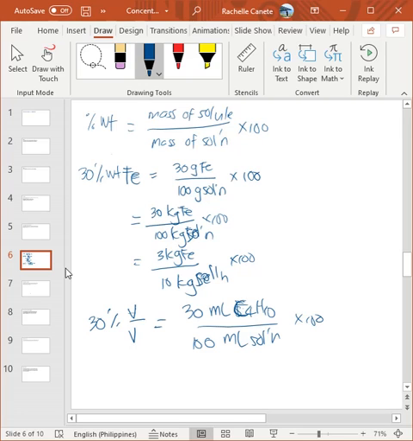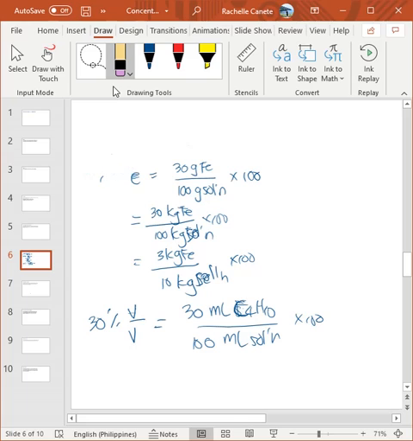So, take note lang, class, nga dapat ang unit sa numerator is the same as the unit sa denominator. And sa numerator, it's the mass or the unit of the solute. Ang denominator is the unit of the solution, total sa solute and sa solvent. Okay? Okay, next. Let's have PPM and PPB now.